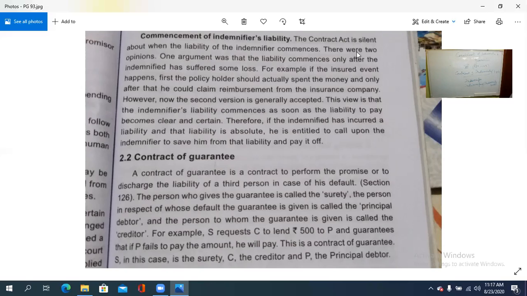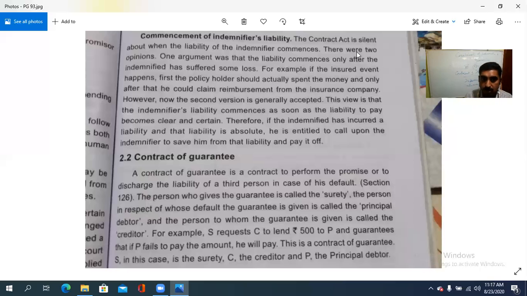For example, if the insured event happens, first the policyholder should actually spend the money and then only can claim reimbursement from the insurance company. Insurance company in the reimbursement എപ്പോഴ് എന്തെങ്കിലും ഒരു തുക അവിടെ മുടക്കിയതിന് ശേഷം, after that incident happens, event happens, the policyholder should spend some money and then he can claim for the reimbursement. അതാണ് ഫസ്റ്റ് കേസ്.